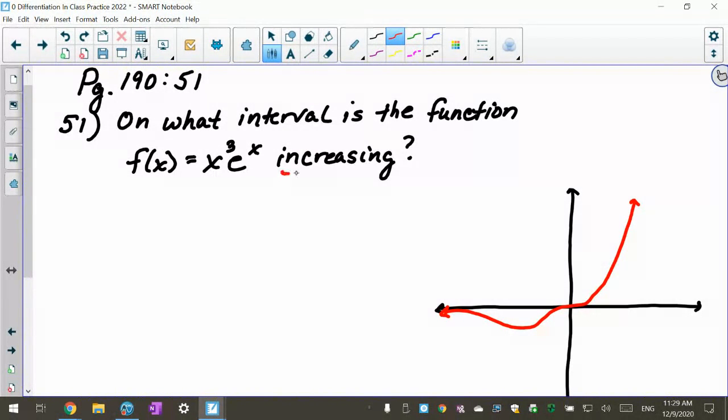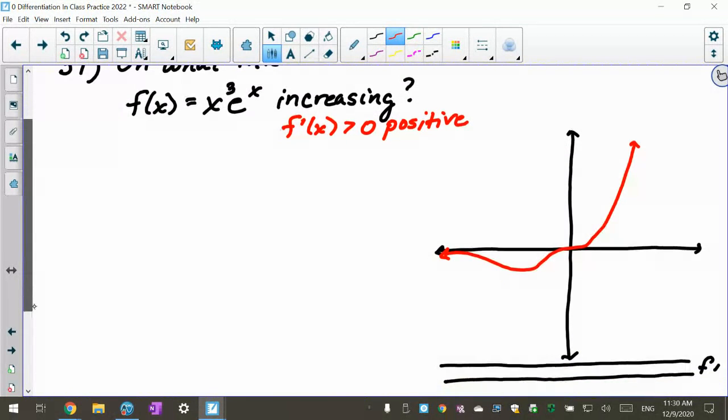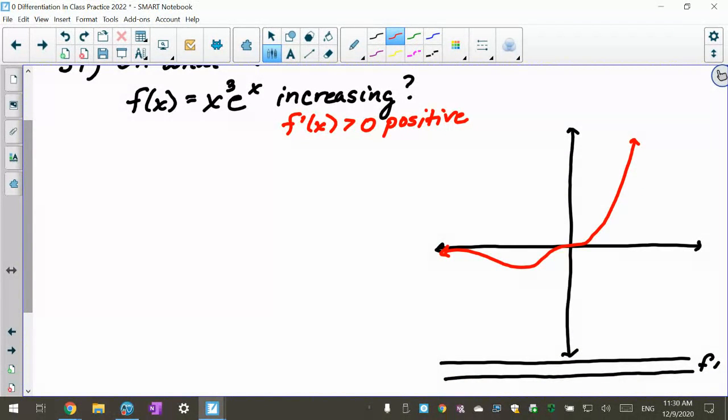If a function is increasing, what you're talking about is your first derivative. So I want to know that f prime of x is positive, or greater than 0. Notice I didn't ask about concavity, so we're not going to even have to worry about the second derivative. We're just going to do the first derivative. So on the side here, I want you to draw a graph. There's my representation. Set it all up with your f prime bar.